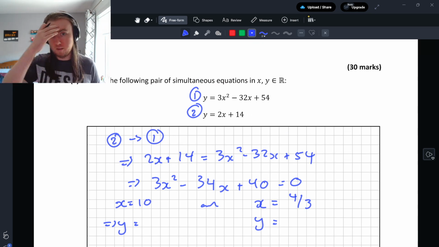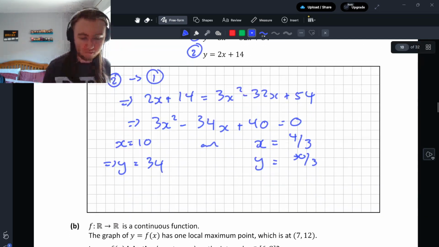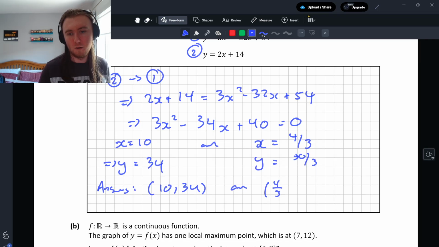So y is just 2 lots of x plus 14, so that's 20 plus 14, so 34. And then this one is 2 lots of 4/3 plus 14, which is 50/3. So the answer is, because it's xy, I'm just going to use coordinate form: (10, 34) and (4/3, 50/3).